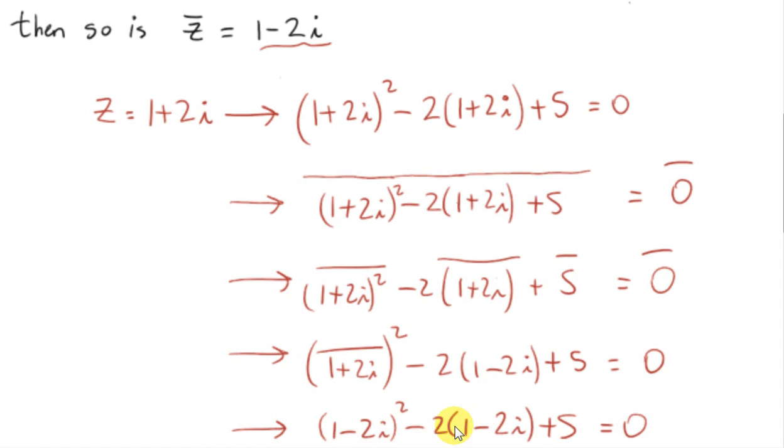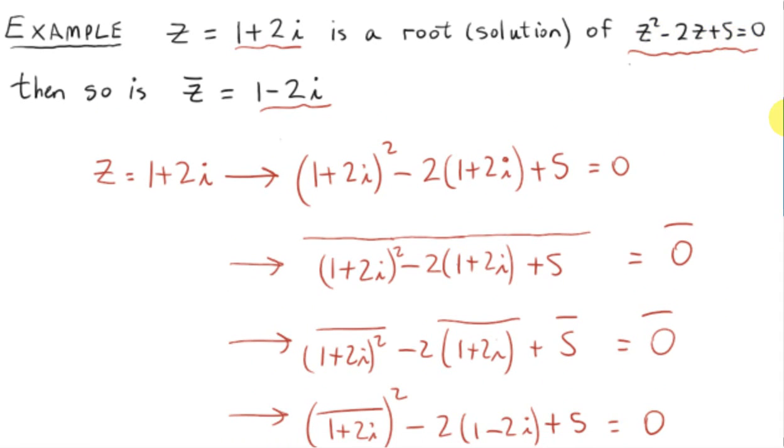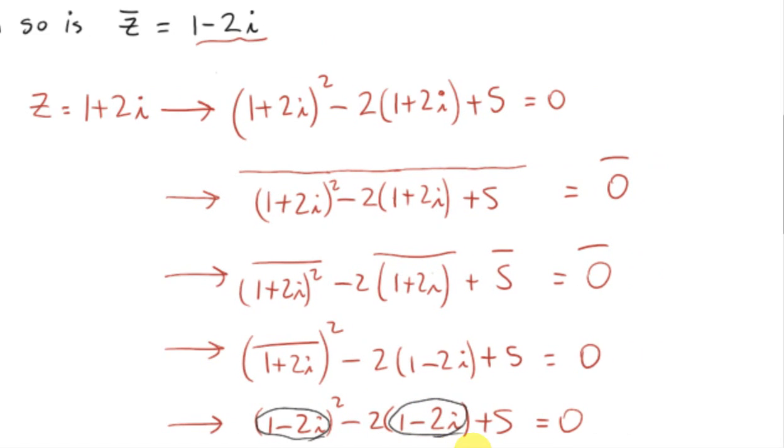But this is the same as our quadratic equation with z replaced by 1 minus 2i. So our original quadratic equation is z squared minus 2z plus 5 equals 0. If we replace z with 1 minus 2i, we get this. But look, all of this equals 0. So that tells us that 1 minus 2i must be a root of the equation.